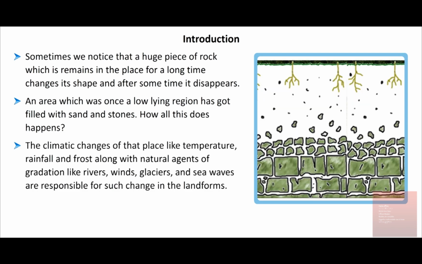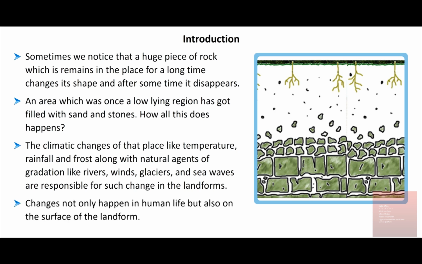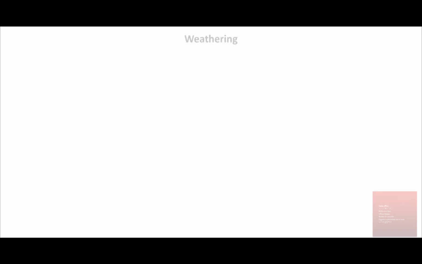The climatic changes of that place like temperature, winds, rainfall and frost, along with natural agents of gradation like rivers, winds, glaciers and sea waves, are responsible for such changes in the landforms. Changes not only happen in human life but also on the surface of the landform.